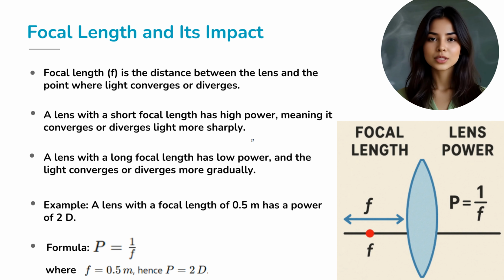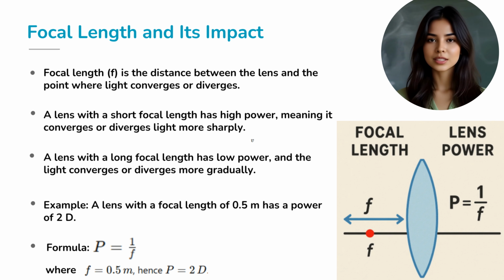Now, let's check out this formula. The power of a lens, P, is related to its focal length, F, with the equation power P equals 1 divided by focal length, F, where F is in meters. For example, if the focal length of a lens is 0.5 meters, the power of the lens is 2 diopters. You get that by substituting 0.5 into the equation, and boom! Power equals 2 diopters. Just like when you need to correct your vision, knowing the focal length helps in designing the perfect lens for your needs.